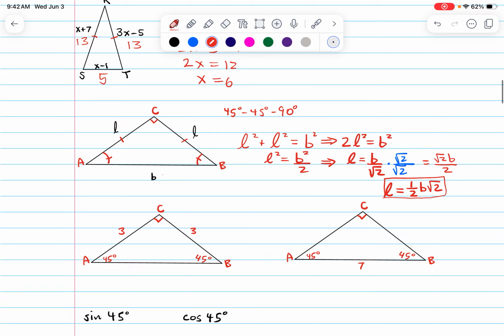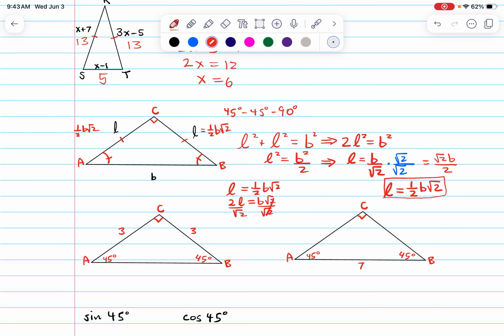Okay? So let's write that here. 1/2 the square root of 2 times b. Or b square roots of 2, however you want to do it. Okay. So 1/2 b square roots of 2. That's the length of the leg sides. Now, we could have gone the other way. We've got the length as 1/2 b square roots of 2. What if I just multiply both sides by 2, and then divide by the square root of 2?